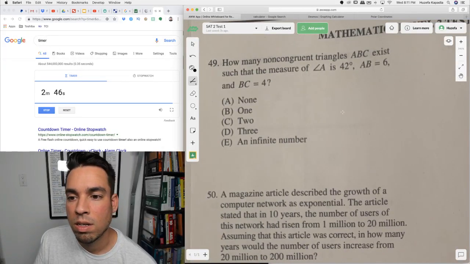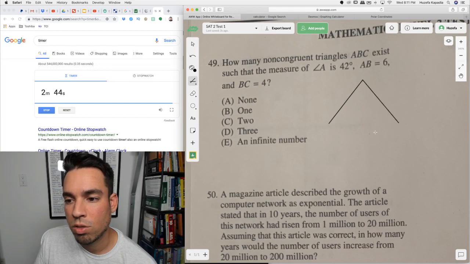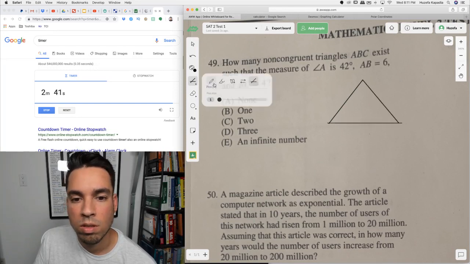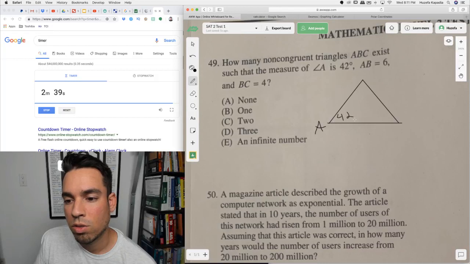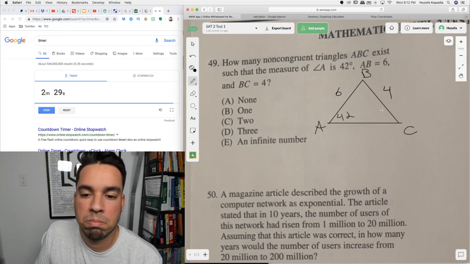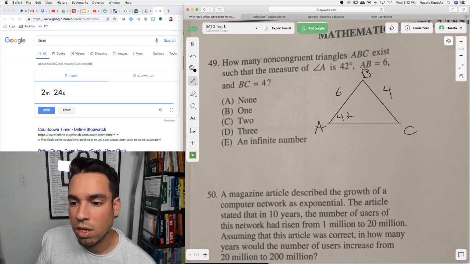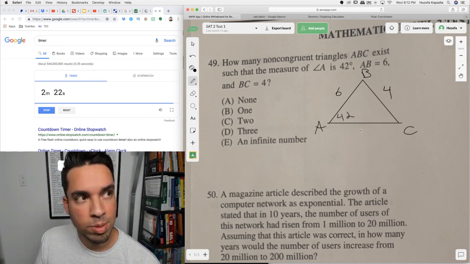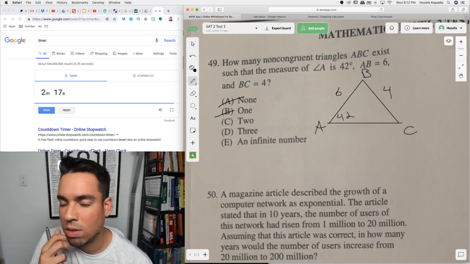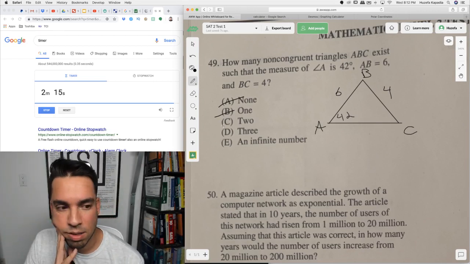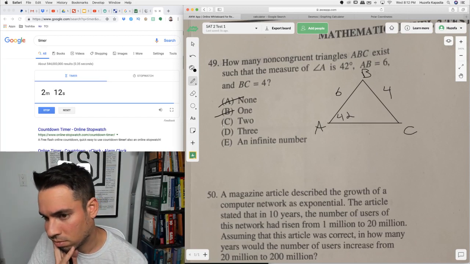Okay, next, 2 questions left. How many non-congruent triangles ABC exist such that the measure of angle A is 42, AB is 6, and BC is 4? I really don't know, but angle side side tells me that it's definitely not 1. It's definitely not none. I don't see why this couldn't exist.